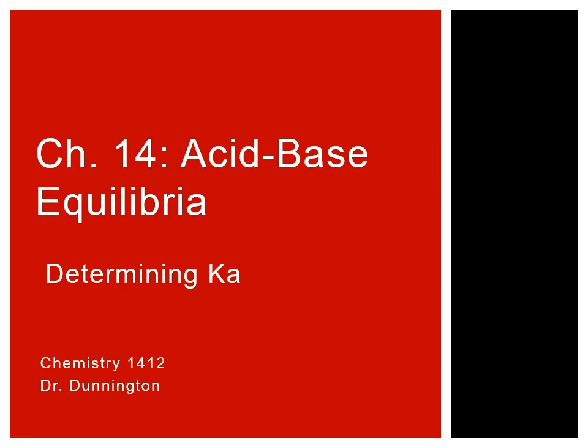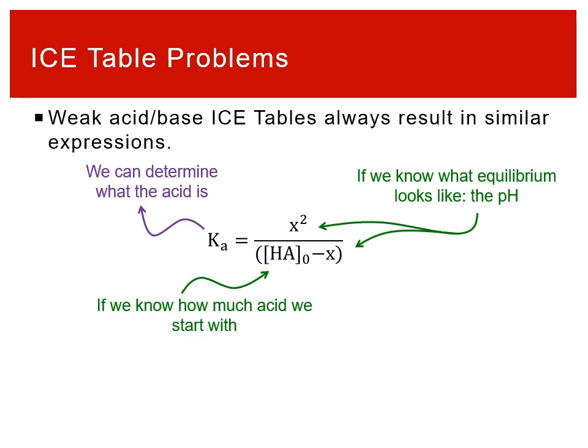I'm going to take these ideas that we've developed with this idea of solving weak acid pH and apply it to the idea of solving for Ka, or determining what the Ka is of an acid. So when we get the ice table for a weak acid or a weak base reacting with water, we always end up with the same sort of algebraic expression.